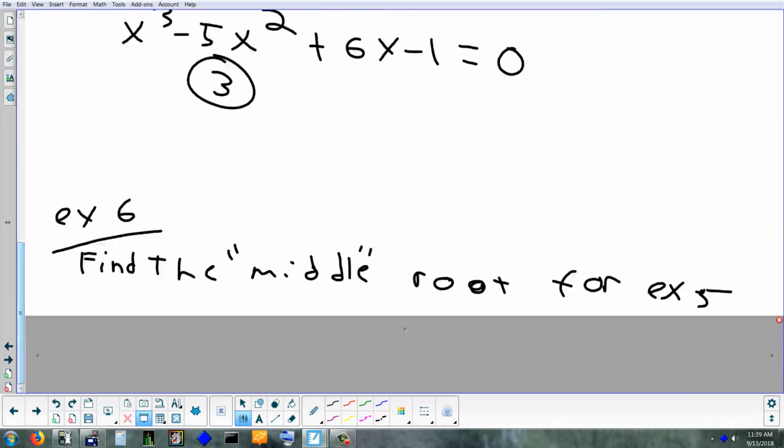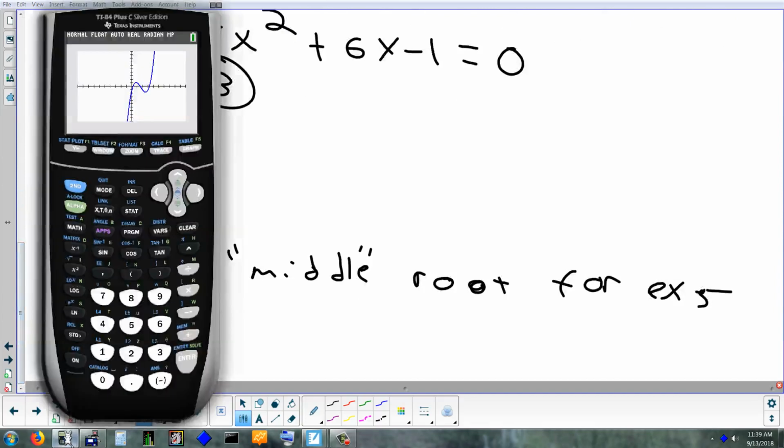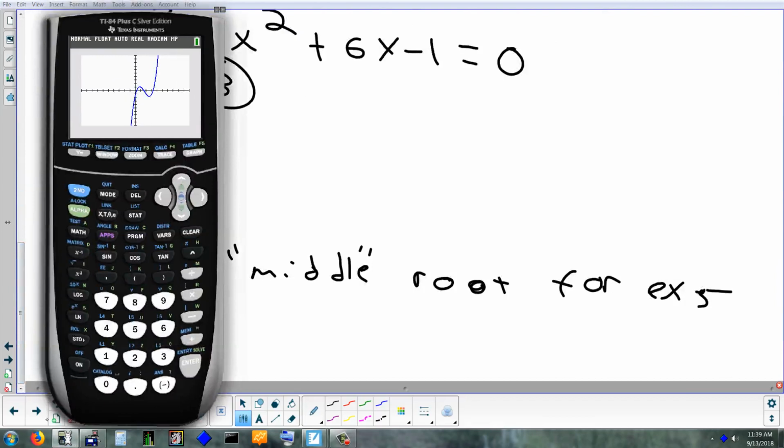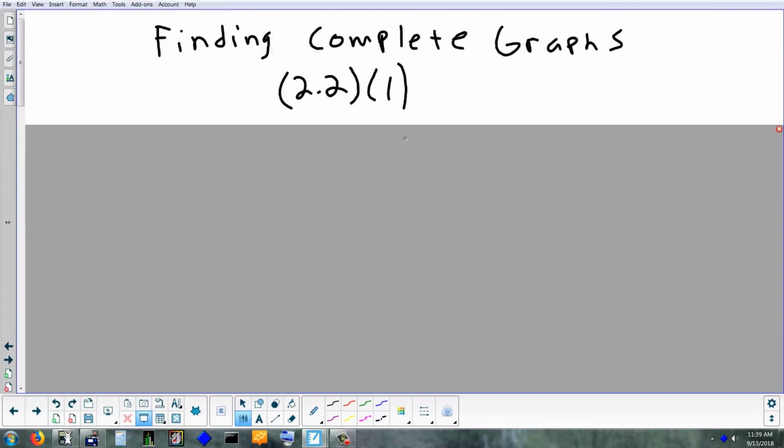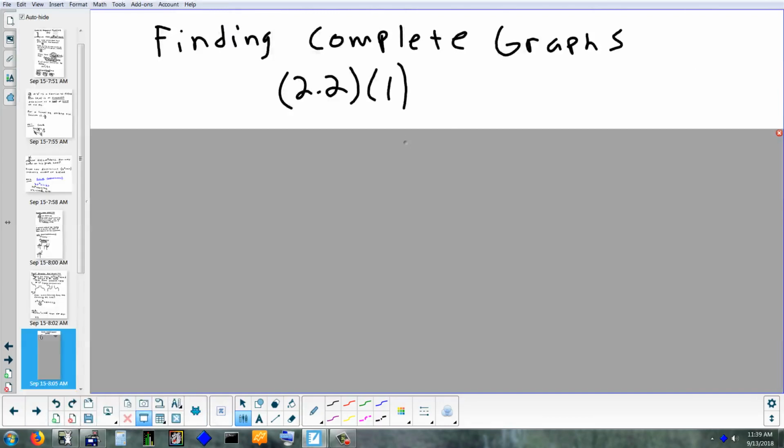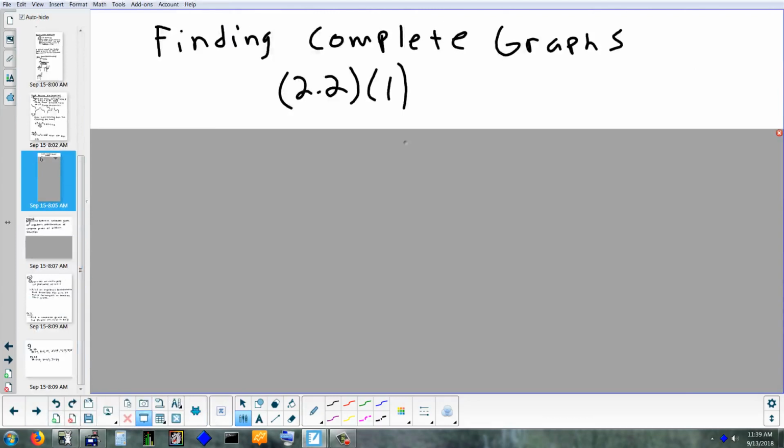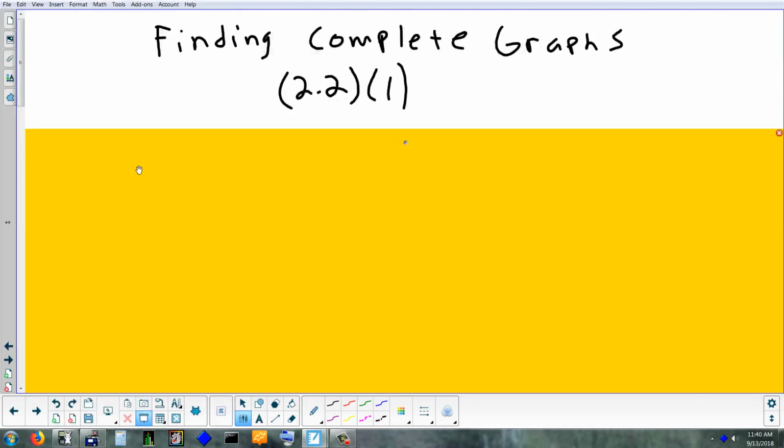And then I think the next question, I'm going to skip this one, is find the middle root. You just do second calc 0. It's somewhere between 1 and 2. Looks like it's about 1.5. But we've already practiced that. All right, so last thing we'll look at, part of section 2.2. And actually the last question in 2.2 we've already done, so it's not really that much more.